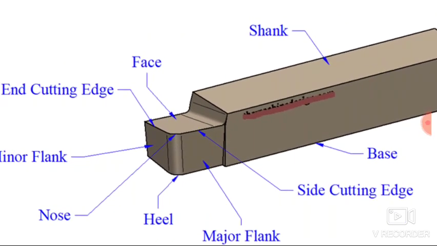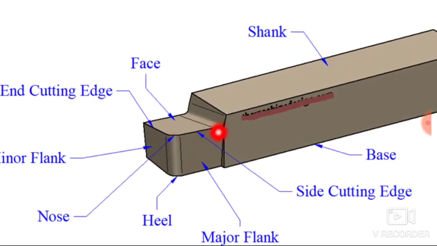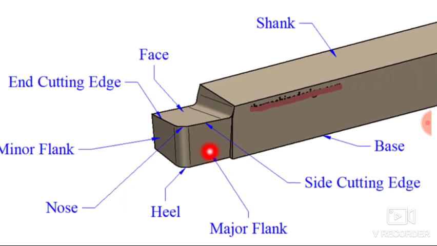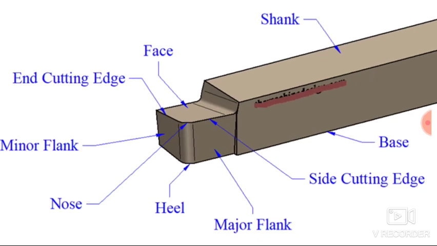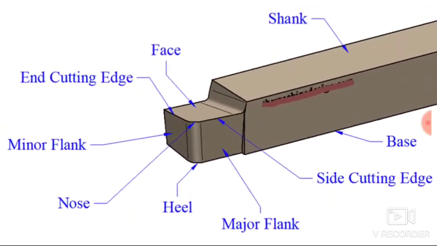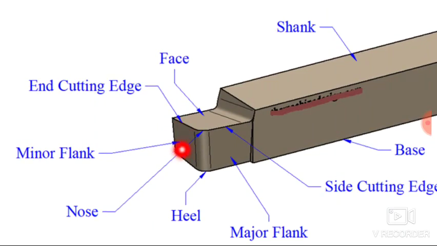Now the single point cutting tool has two cutting edges, the side cutting edge and the end cutting edge. The point at which these two cutting edges intersect is known as the nose of the cutting tool. So this is the nose, where the side cutting edge and end cutting edge intersect together. The portion immediately below the side cutting edge is known as the major flank, and the portion immediately below the end cutting edge is known as the minor flank. So this is the minor flank, this is the major flank, and this is the heel of the single point cutting tool.